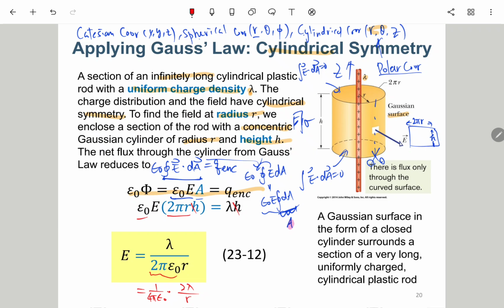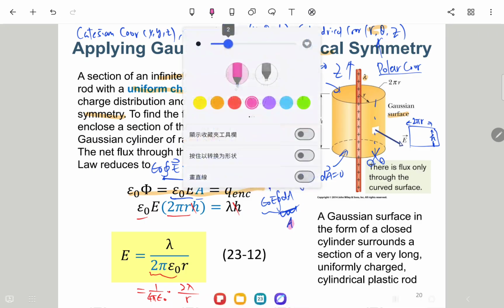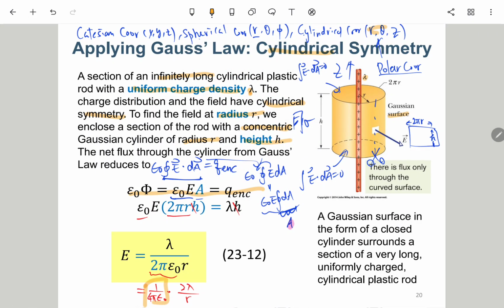So just as I mentioned, h is cancelled. How high the Gaussian cylinder is is not important. Here this part is a very familiar constant, and this is lambda, the charge density. So if the charge density is higher, the generated E field will increase linearly. It makes sense.